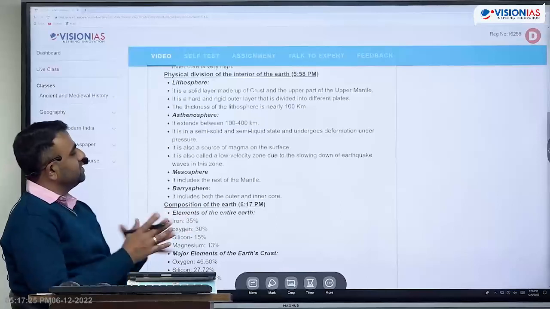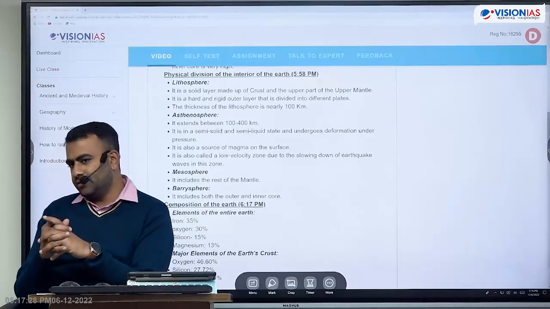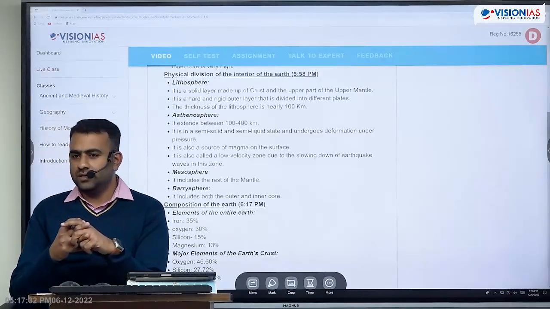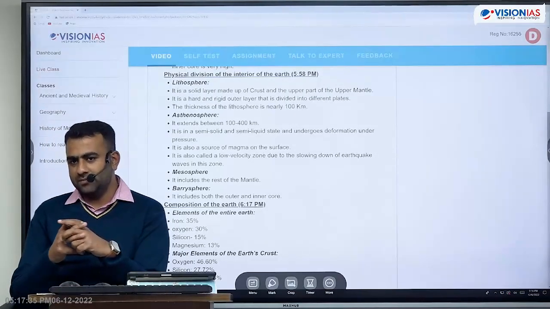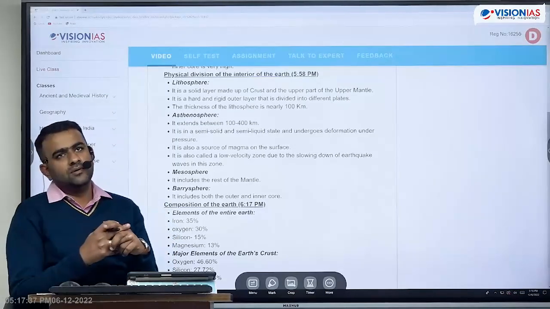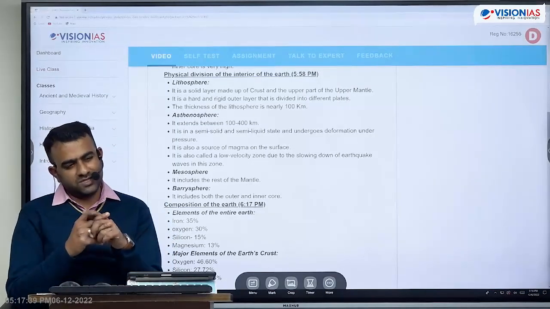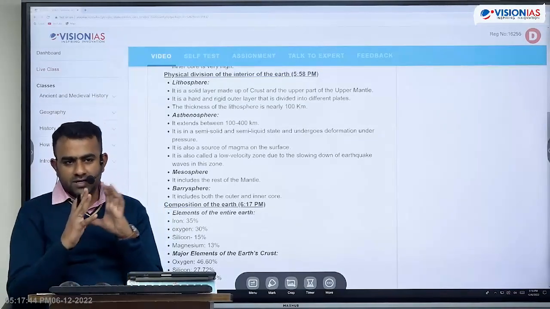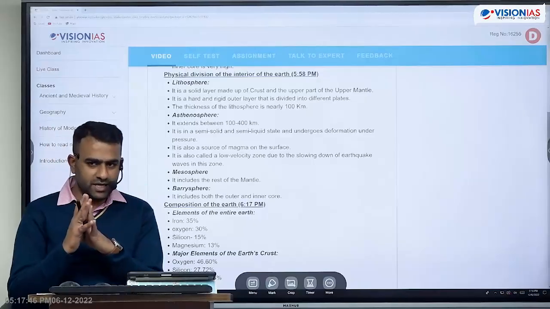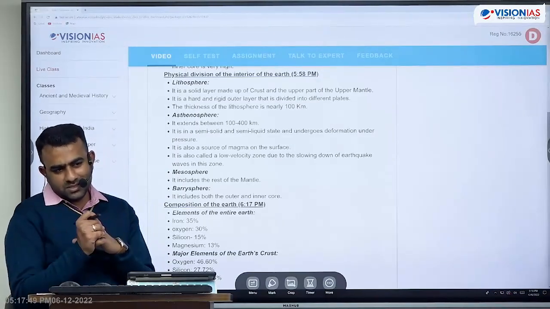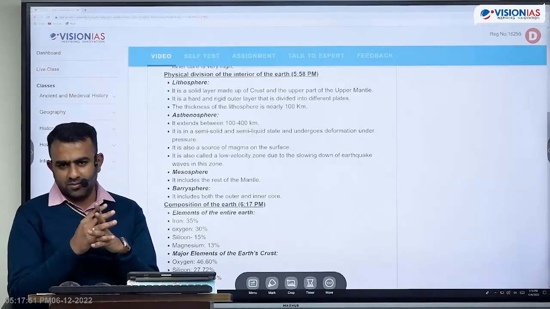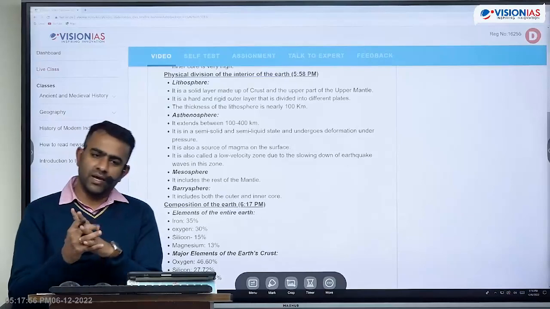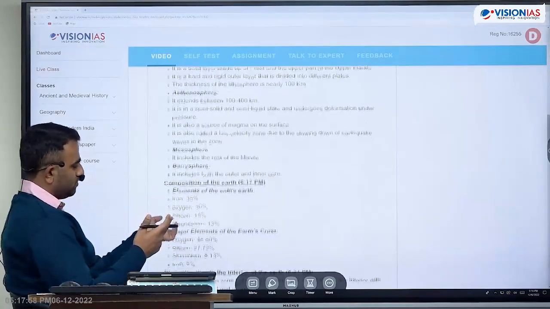The physical divisions: lithosphere, asthenosphere, mesosphere and barysphere. Lithosphere is made up of crust and the upper part of upper mantle. Below that there is asthenosphere, which is in a semi-solid, semi-liquid state. The outermost lithosphere is a very hard and rigid layer. Whereas asthenosphere is semi-solid, semi-liquid, thoda sa plastic type. Then comes mesosphere, the rest of the mantle, and then barysphere, the rest of the core, the entire core.